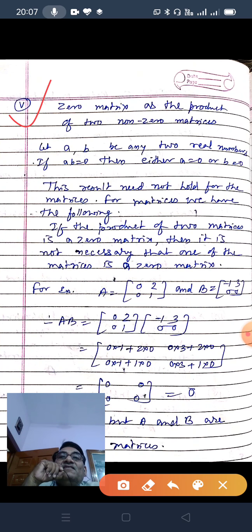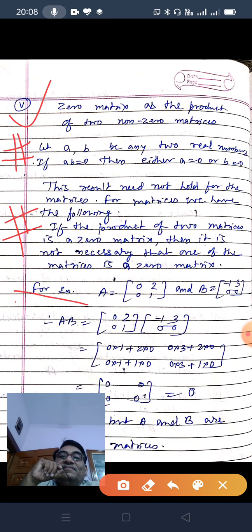And the fifth property is the zero matrix as the product of two non-zero matrices. Let A and B be any two real numbers. If AB is equal to 0, then either A is equivalent to 0 or B is equivalent to 0. This result need not hold for matrices. For matrices, we have the following. If the product of two matrices is a zero matrix, then it is not necessary that one of the matrices is a zero matrix.